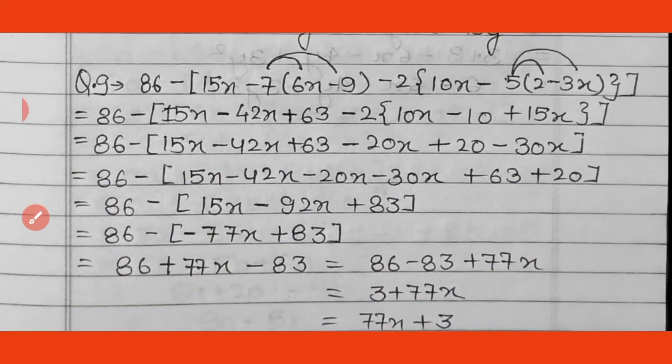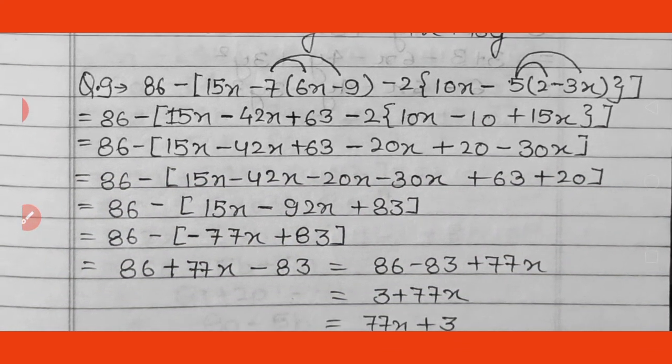Next question, it is a very long question. You have to understand, otherwise you can forget the process of how you have to solve. It has given 86 minus 15x minus 7, and inside of the bracket it has given 6x minus 9, bracket of minus 2, curly bracket 10x minus 5, inside of the bracket in a small bracket 2 minus 3x, a small bracket of curly bracket of large bracket of. As I have directed through the arrows, which number will multiply with which numbers.